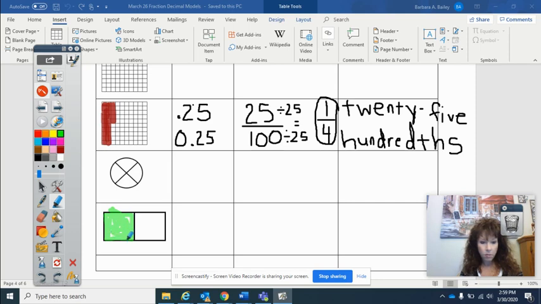Okay, so I've shaded 1 out of 2 parts. And then I would like for you to pause the video now, and I want you to complete the decimal fraction and then write the words, and then we'll come back and we'll check it. Okay, so go ahead and pause the video now, and we'll start it back up, and you can check and see if you got the same answer that I did.